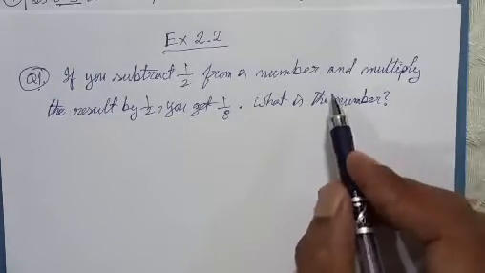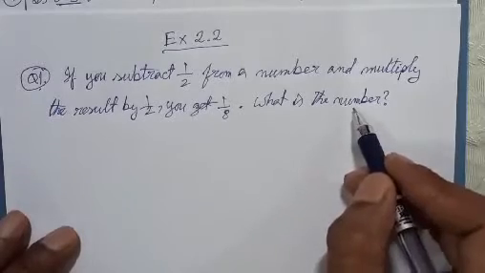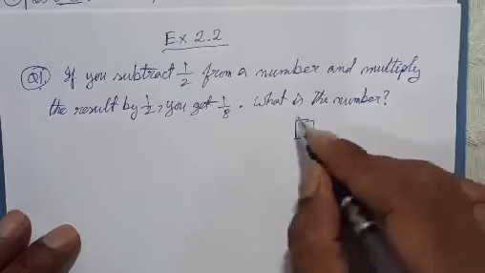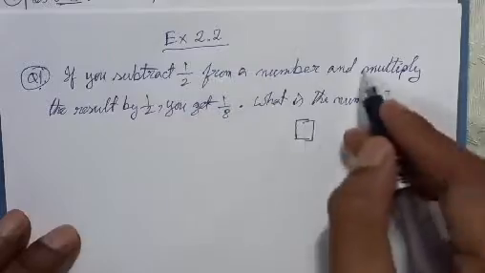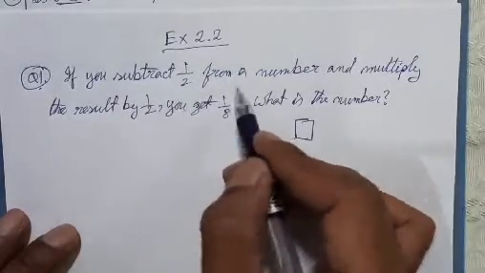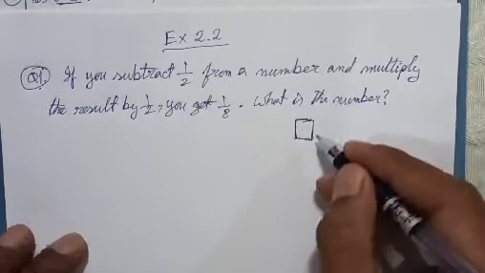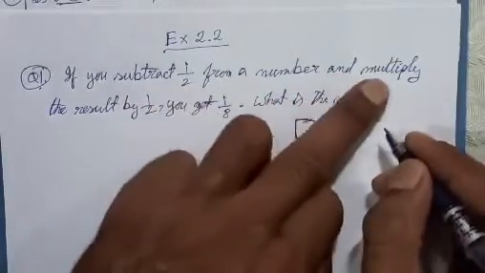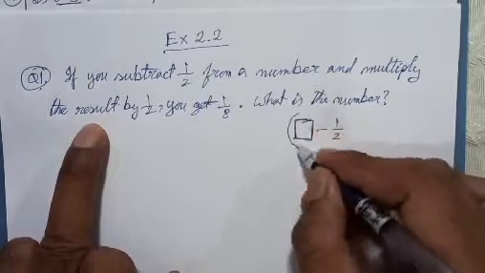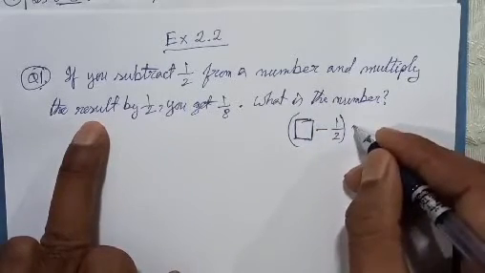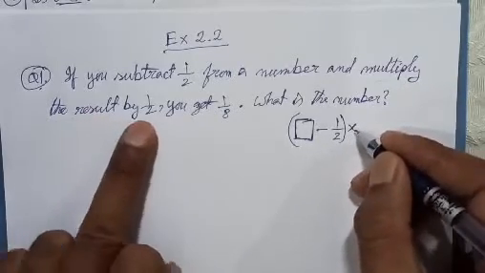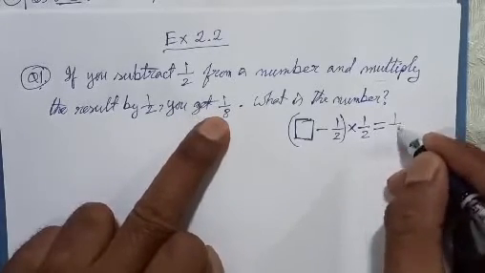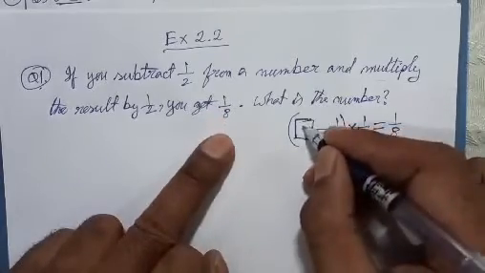Here, it is asking us to find the number. Let us suppose that this is the number. And once again, let us study this question very well. If you subtract 1 by 2 from a number, that means this is the number, and from this number we subtract, subtracted means minus half. And multiply the result: this result we need to multiply by half. You get 1 by 8. What is the number? We have to find this number.